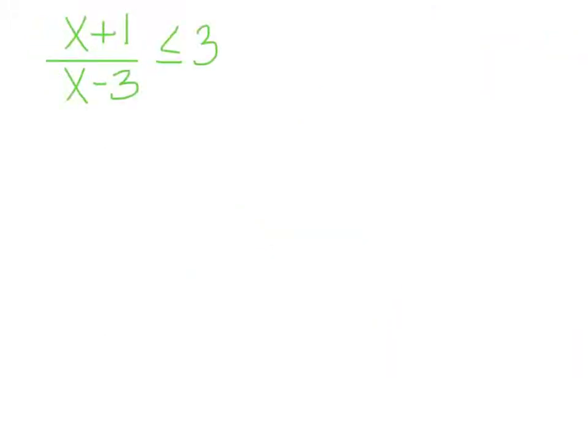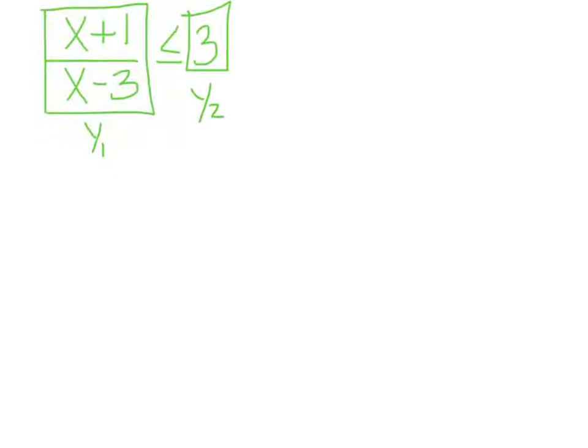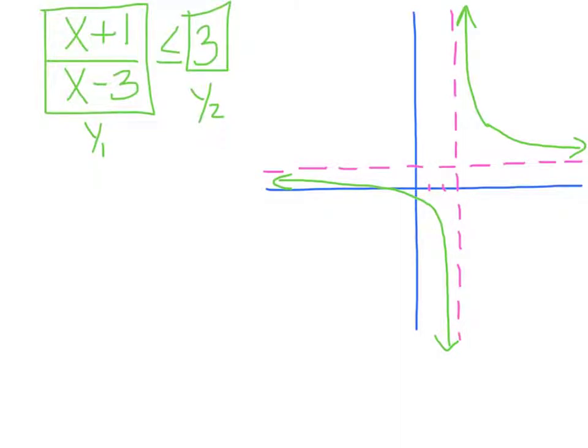Now for this example, I have (x + 1)/(x - 3) less than or equal to 3. In your calculator, you put the rational function in y1, and you put 3 in y2. When you graph it, it will look like this. Here's the graph of the rational function. We have a vertical asymptote at x = 3 and a horizontal asymptote at y = 1 with our hyperbola here. Then when we graph y = 3, that's going to go through right here.